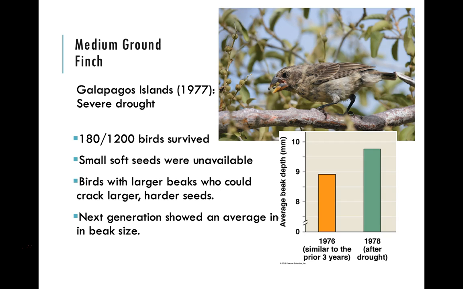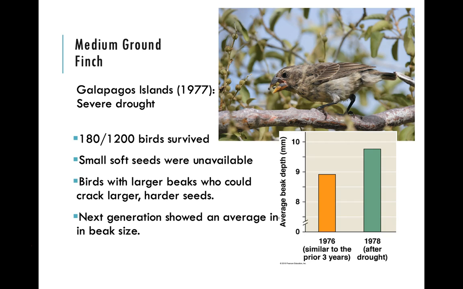So as an example of microevolution, the change in a population over time, we're going to go back to our ground finches. These are the same finches that Darwin studied quite extensively in the Galapagos Islands. But in 1977, a group of researchers were studying these finches and looking at their diversity and how they change. And lucky for them, I should say lucky for the researchers, not for the birds, the Galapagos Islands experienced a severe drought in 1977.